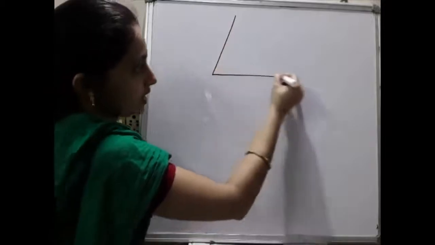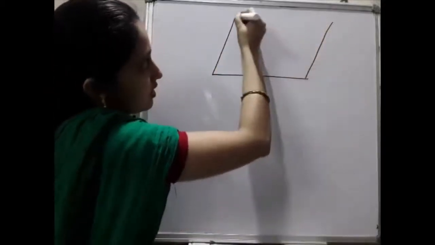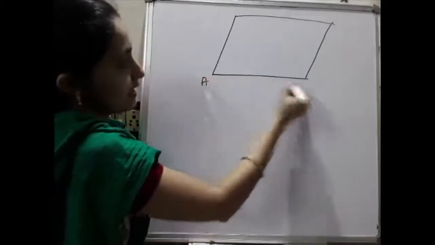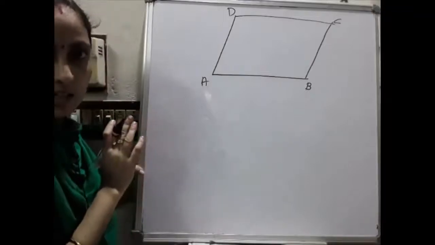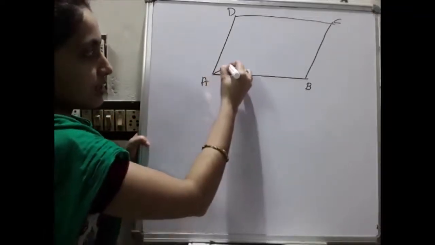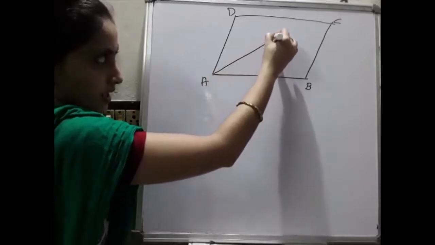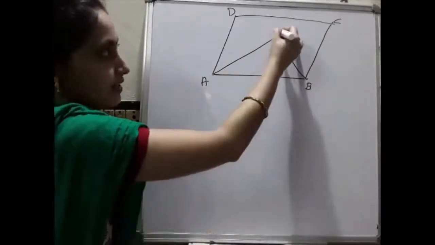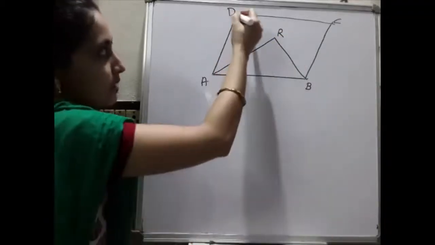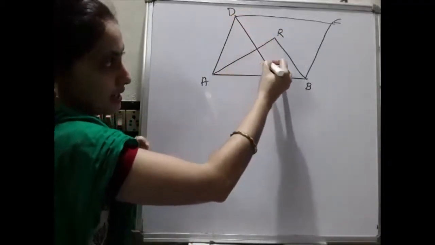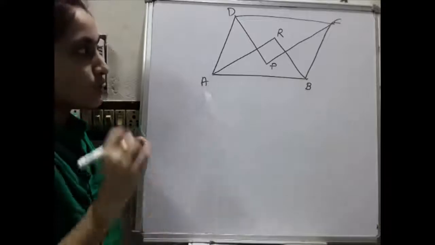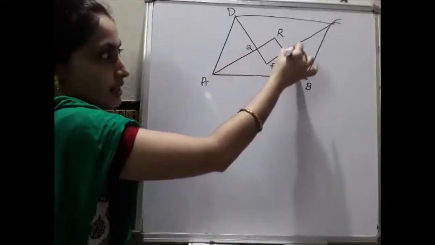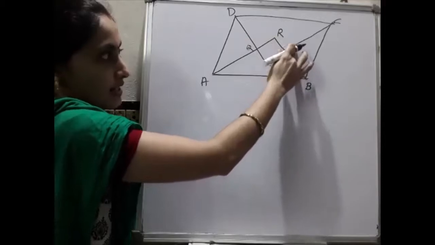First of all, we need a parallelogram. So I am drawing a parallelogram here, and I mark it as A, B, C, D. Then we need the bisectors. From this angle I will draw a bisector like this, and I will call this point R. From this also I am drawing one like this, and it touches here, and this is P. This is marked as Q, and this is marked as S.